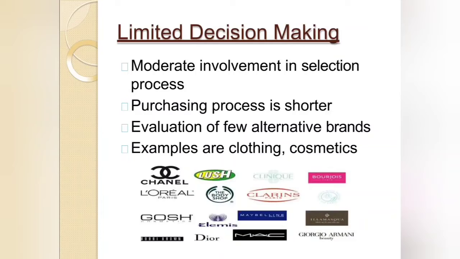Next comes limited decision making. Here it is a slightly higher level compared to the routinized level. Moderate involvement is put into the selection process. Here the purchasing process is a little bit longer than routinized response behavior. There is some evaluation of alternative brands, such as when you go to purchase clothing or cosmetics, we try to give some time to find out whether the clothing suits us or not, or sometimes whether the cosmetics will hamper our skin or not.